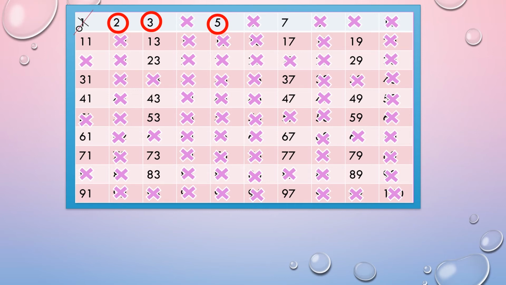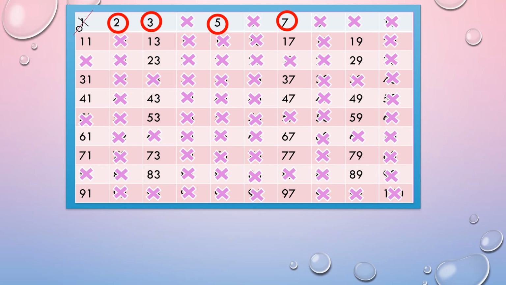Very few numbers left. Now the only number left in the topmost row is 7. So let's circle 7, and we are going to cross out all the numbers that are there in the tables of 7. So let's say our tables of 7. 7 ones are 7, we have circled. 7 twos are 14. Is it there? No. Crossed out. 7 threes are 21.